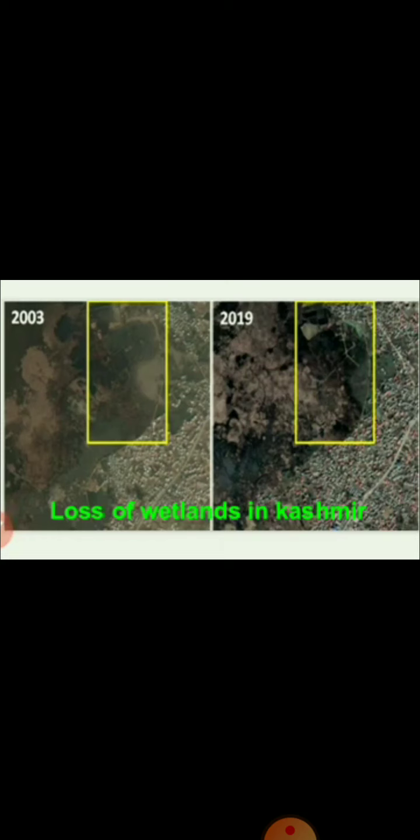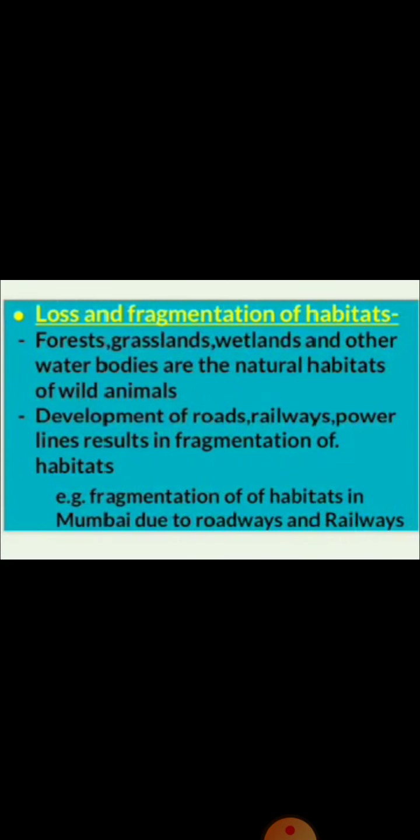Here are two pictures showing how we are losing our wetlands. One was taken in 2003 and another was taken in 2019. These are the pictures of wetlands in Kashmir. In the picture of 2003, we can see a wetland which is not seen in the other picture. So this is how we are losing our wetlands. Now the next important impact regarding land and biodiversity is loss and fragmentation of habitats.